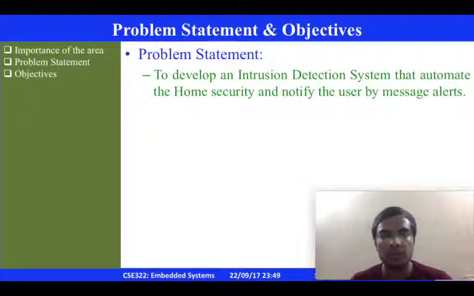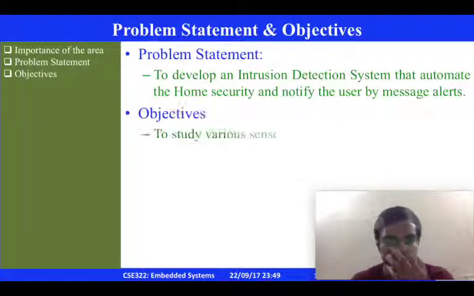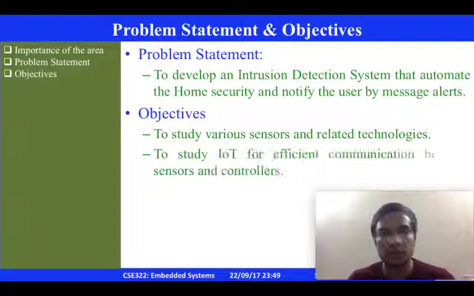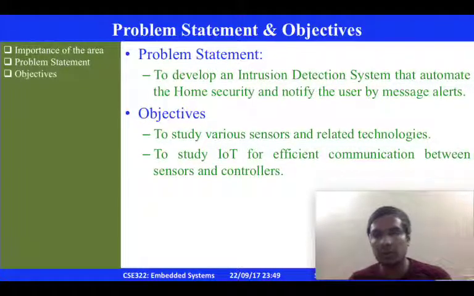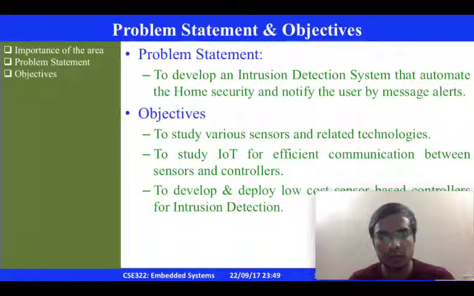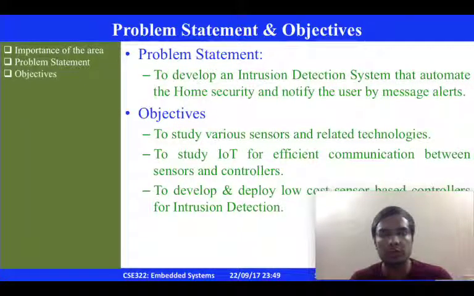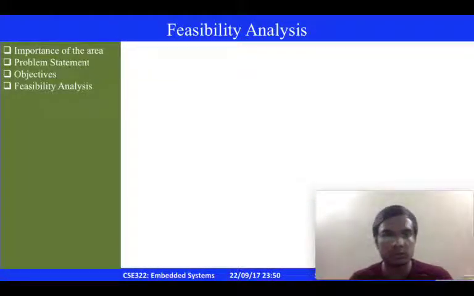Our problem statement is to develop an intrusion detection system that automates the home security and notifies the user by message alerts. Our objectives are to study various sensors and related technologies and to study IoT for efficient communication between sensors and controllers, to develop and deploy low-cost sensor-based controllers for intrusion detection, and to develop a three-way secure communication.